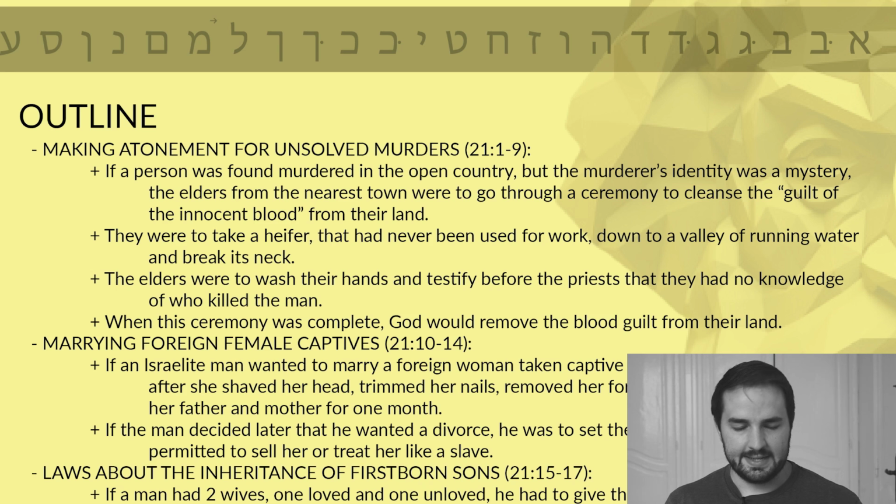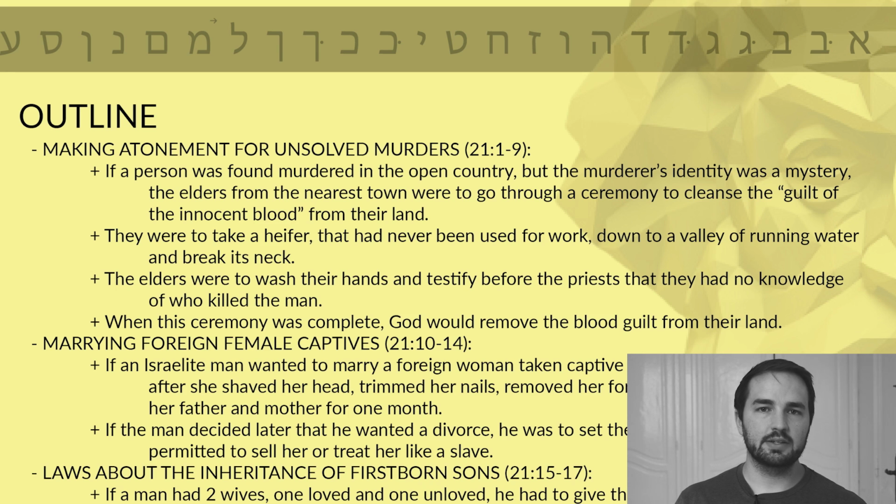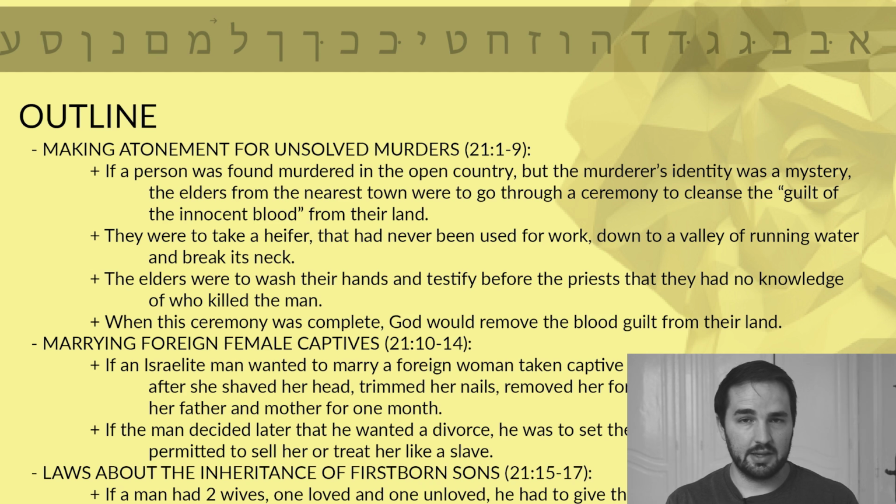The elders were to take a heifer that had never been used for work, take it down to a valley where there was running water, and break the animal's neck. The elders were then to wash their hands and to testify in the presence of the priests that they had no knowledge of who had killed this individual. And when this ceremony was complete, God would remove the blood guilt from the land. So, even in cases where the murderer wasn't known, you see how seriously God took the spilling of innocent blood.